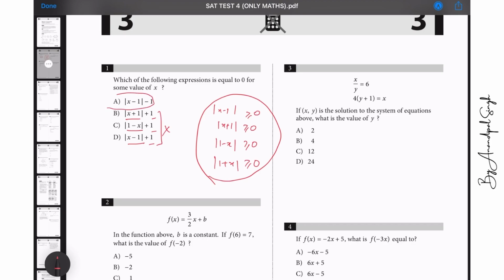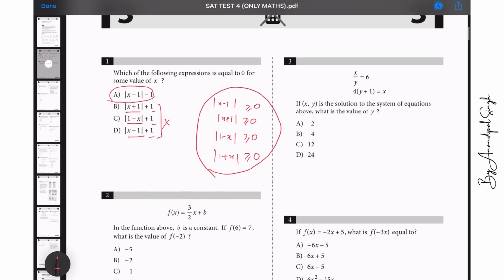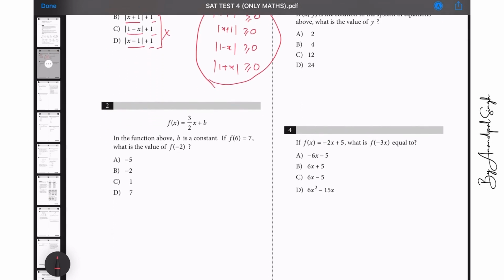Only this can be equal to 0 for some value of x, and that is when x equals 2, we get 2 minus 1 as 1 and 1 minus 1 as 0. So that is option number A. Going to question number 2.